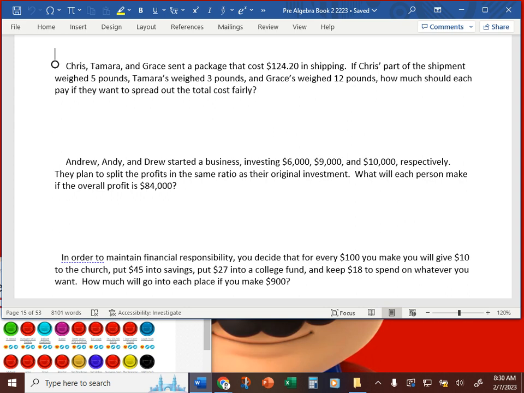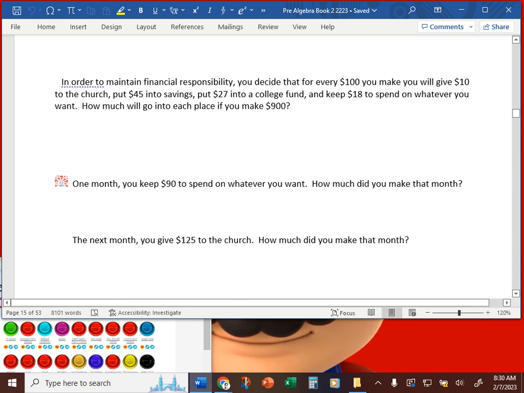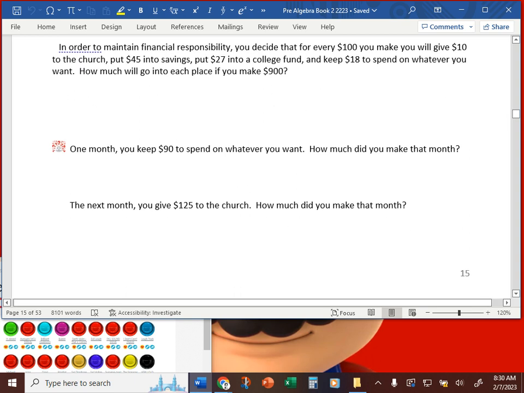She should pay more. Okay, when you get to be in high school, college, and you go out to dinner with your friends, if you order a basket of fries and your buddy orders 3 burgers, 2 things of chicken strips, and a dessert, do you think you should split the bill evenly? No, you pay for what you ordered, right? You can do this with partitive proportions. Same thing here with Andrew, Andy, and Drew with investment, the ratio, the total, and then some financial responsibility. You decide for every $100 that you make, you're going to split it up not evenly, but proportionally into different accounts and go from there.